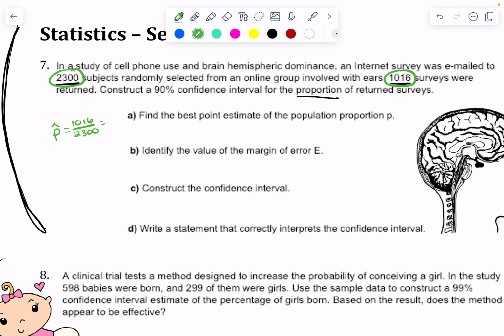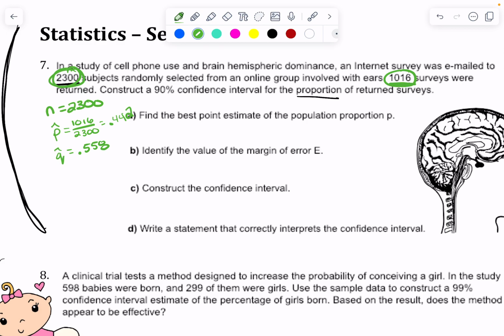Okay, this is 0.442, let's say. It's like 0.4417. We'll go 3 decimal places, 0.442. I'm going to go ahead and find out what q hat is because we're going to need it. It is 0.558. Now, n is not the number of returned surveys, it's the total number of subjects that we sent out. Okay, so that's 2,300 is what n is.